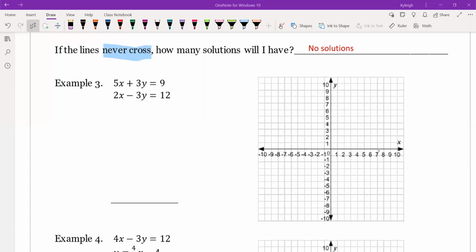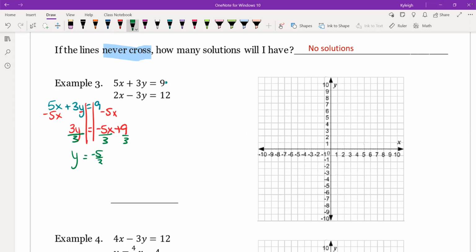Okay, so this one, we have 5x plus 3y equals 9. Remember, we want to get y alone. So I'm going to subtract 5x on each side, and I get 3y equals negative 5x plus 9. Again, we want to get y alone, so we divide everything by 3, and we get y equals negative 5/3 x plus 3.